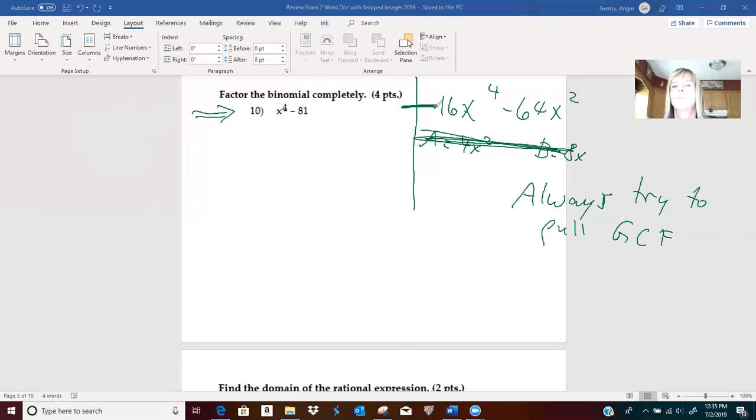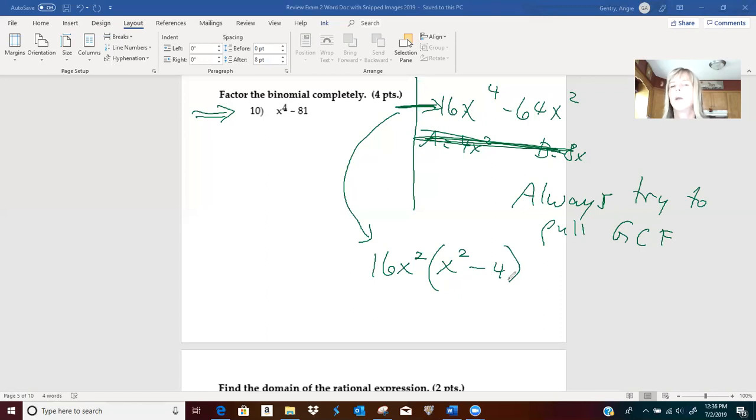Look at this one. You should say, hey, they both have a 16 in them. You might only see the 2, you might only see the 4, you might even see an 8, but they do have a 16 in them, and they both have an x squared. So the first thing you do is pull the GCF, and then you say 16x squared times what is 16x to the fourth? x squared. And 16x squared times what is negative 64x squared? 16 times 4, right?